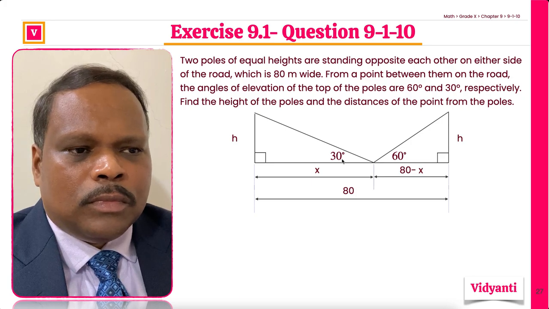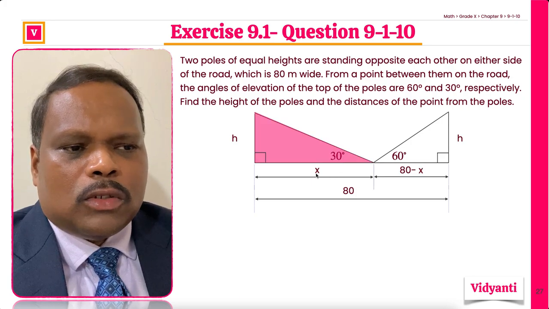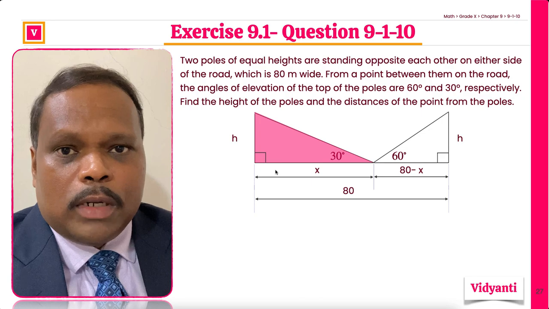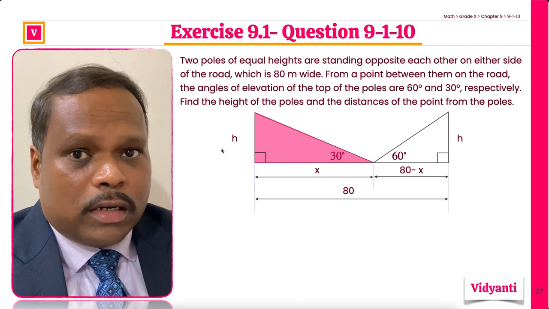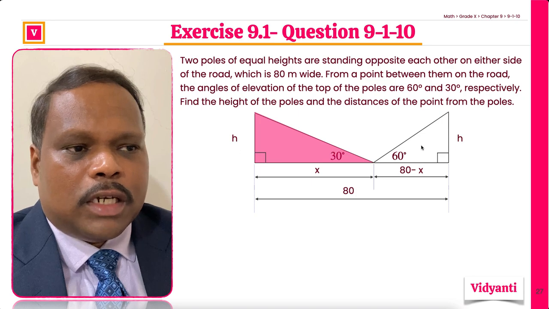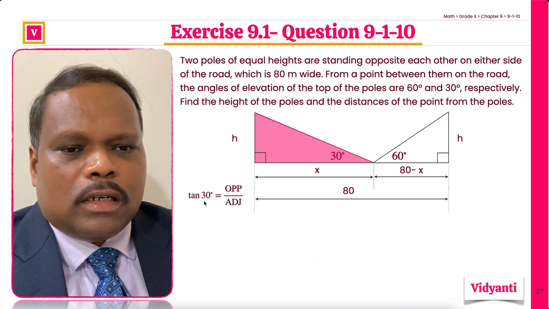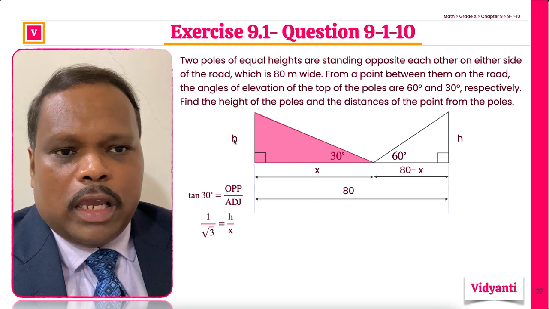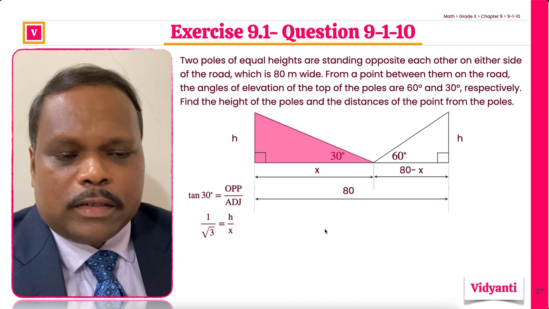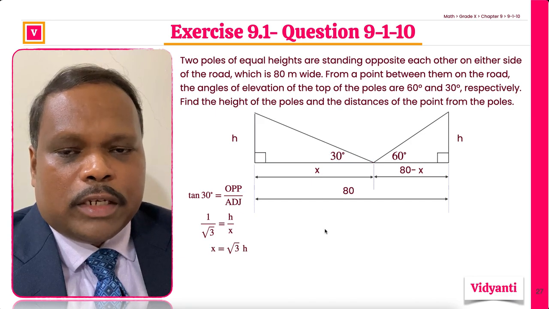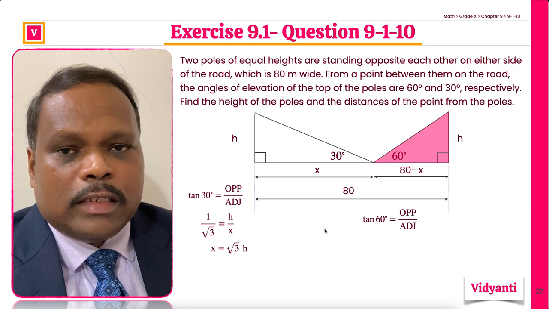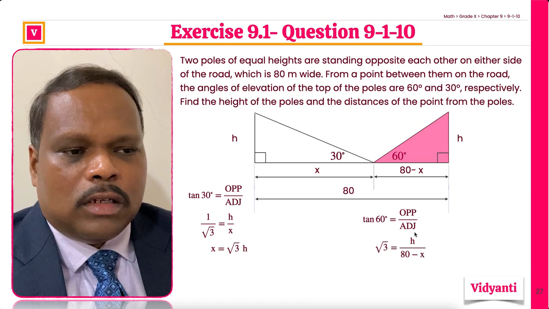So let's assume that one side is x. So the other side will become 80 minus x. And these two poles are exactly identical in height, so h and h. On this side, we take tan 30 equal to opposite over adjacent. That becomes 1 over root 3 equals h over x, so x will be root 3 h. As far as the second triangle is concerned, we will repeat this process. Tan 60 is root 3, adjacent is 80 minus x, opposite is h.